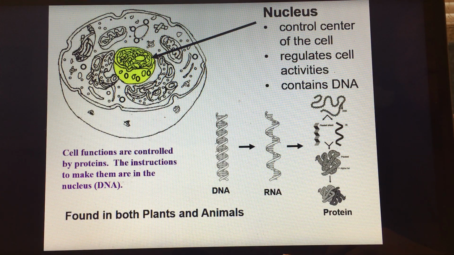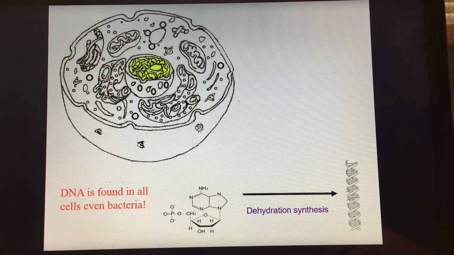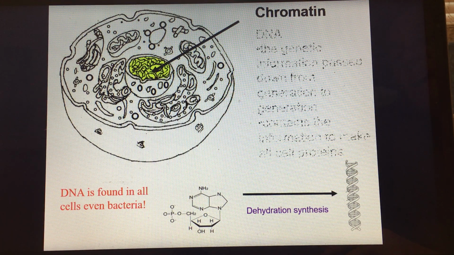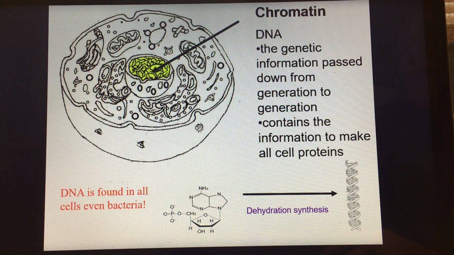And nuclei are found in any cell that isn't a bacterial cell. So inside the nucleus is a material called chromatin, and chromatin is made of DNA, and it's a specific shape. There are two shapes of DNA, chromatin and chromosomes. The little X shapes that you usually see in diagrams are referred to as chromosomes.